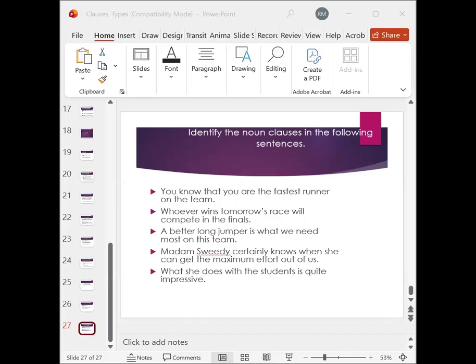That's good. Whoever wins the race tomorrow. I see your second response, Samuel. Okay, whoever wins tomorrow's race, very good. Jonathan, I've seen your response: that you're the slowest runner on the team. Okay, Michael, what we need. Very good. All right. Clearly, you all get it.